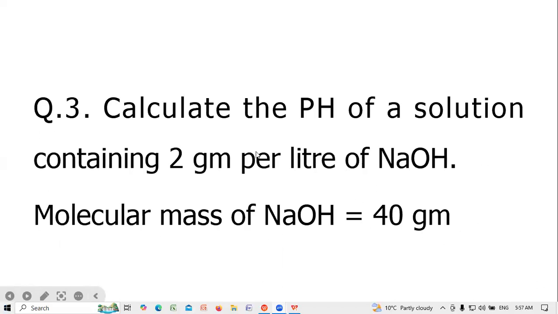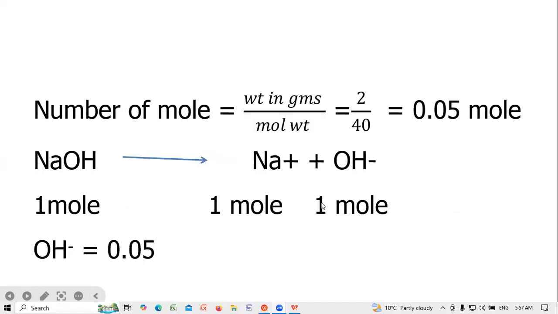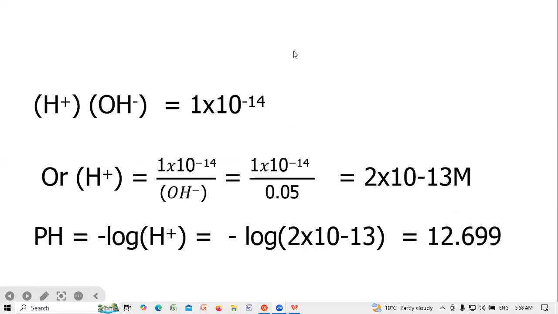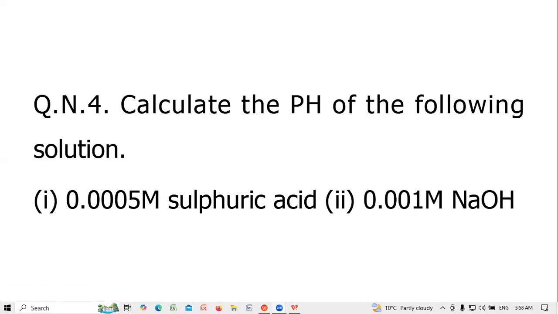Calculate the pH of the solution containing 2 gram per liter of sodium hydroxide. Molecular mass of sodium hydroxide is 40 gram. Number of moles equals weight in grams over molecular weight, 2 over 40, equal to 0.05 mole. Sodium hydroxide dissociates into sodium plus and hydroxide ion, and the equation is also balanced, 1 mole. That's why hydroxide ion is 0.05 mole. So we know that H plus times OH minus equals 1 into 10 to the power minus 14. So H plus equals 1 into 10 to the power minus 14 over the hydroxide ion. That's why, on solving, pH equals 12.699, about 12.7.